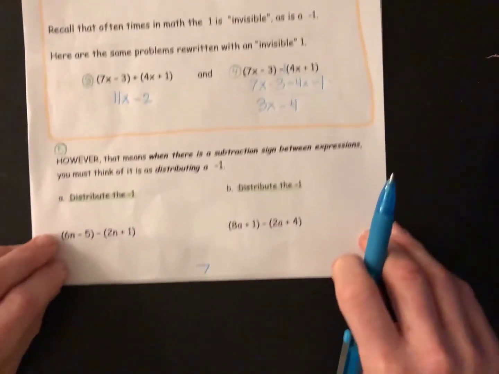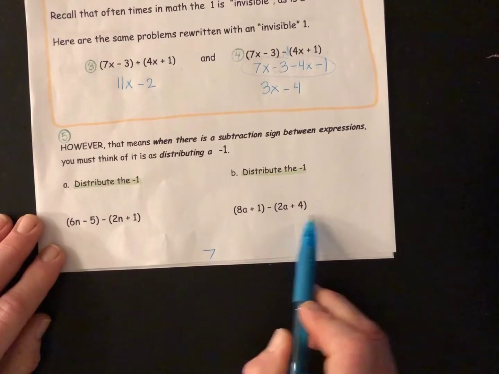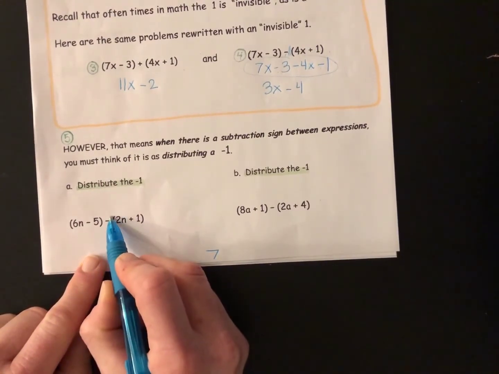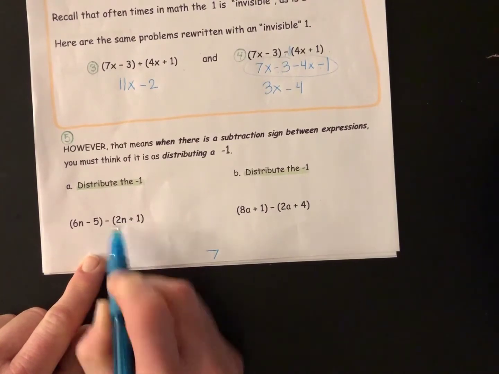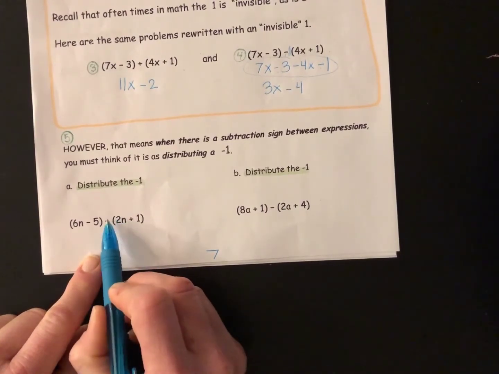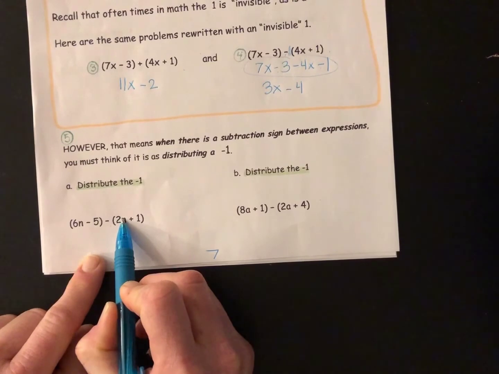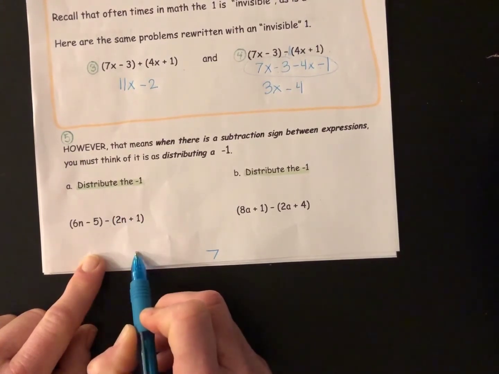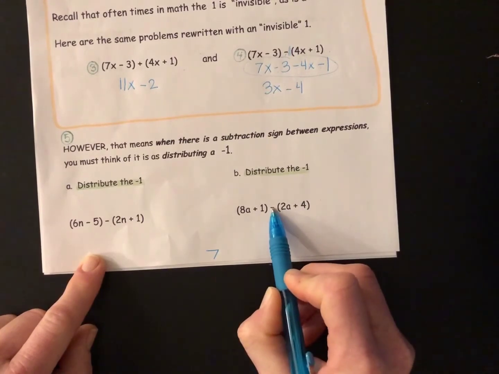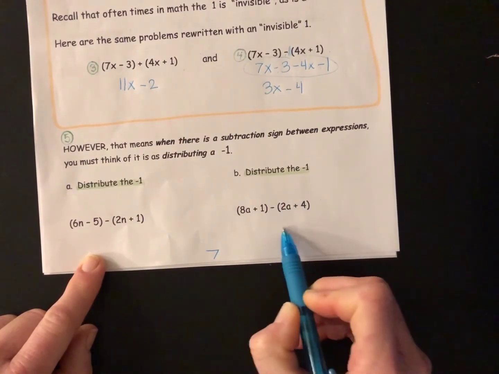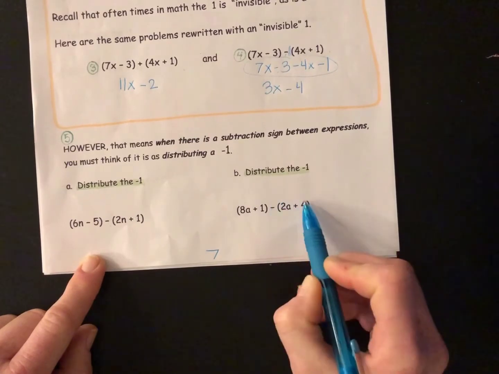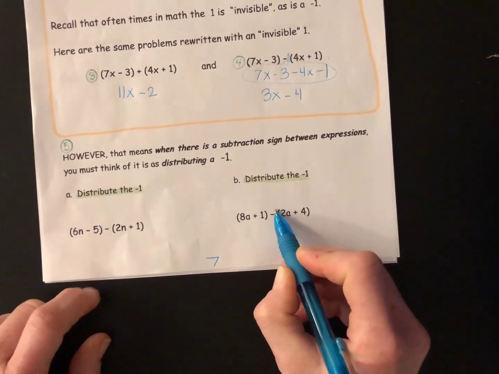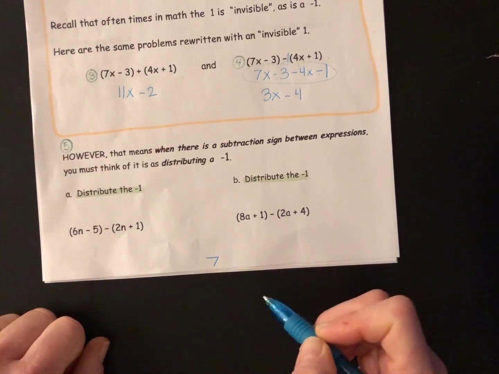So I want you to do these down here on your own. It's the same way. If you need to write a 1 right here, if that helps you, go ahead and do that, and then you'll do -1 times 2n is -2n. -1 times +1 is -1. The same with this. So -1 times 2a is -2a. -1 times +4 is -4. If it helps you to draw that 1 in there, go ahead and do that.